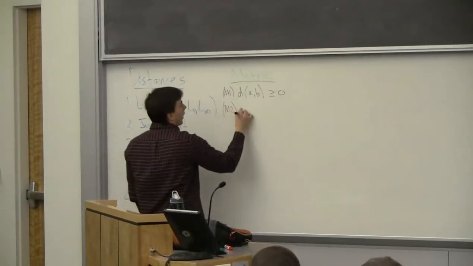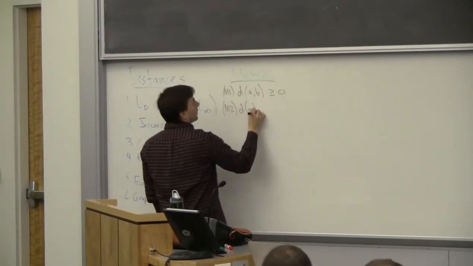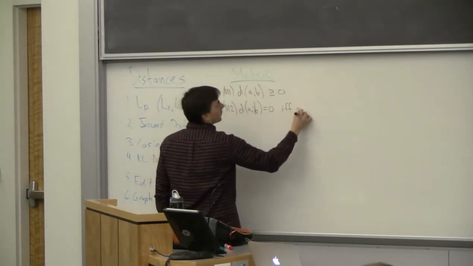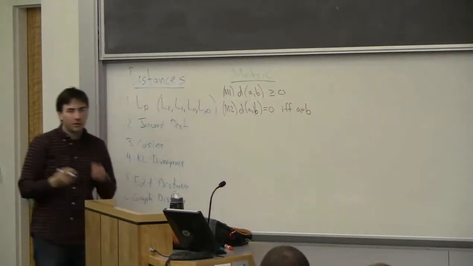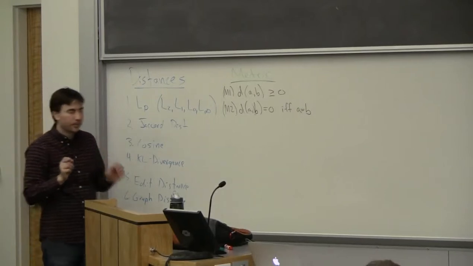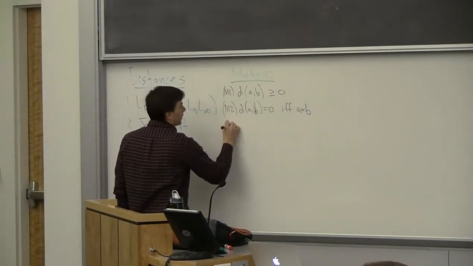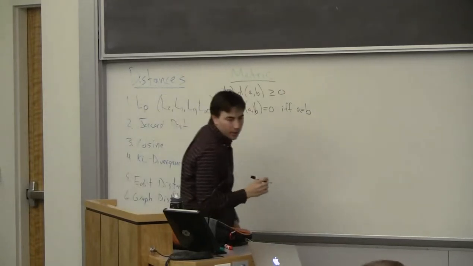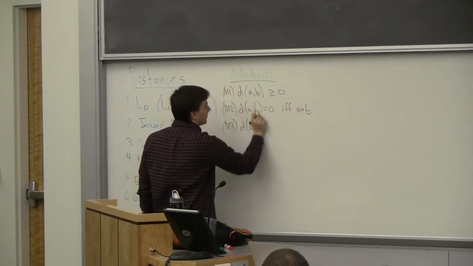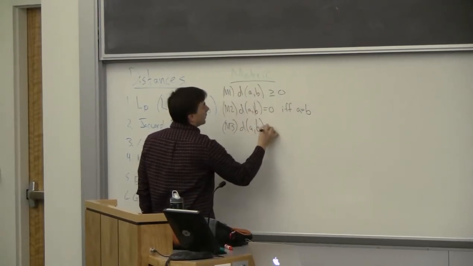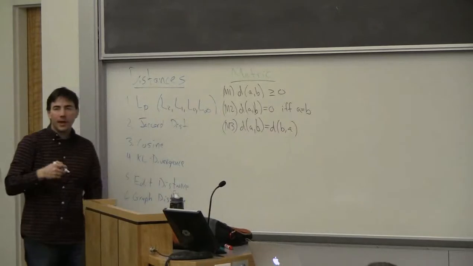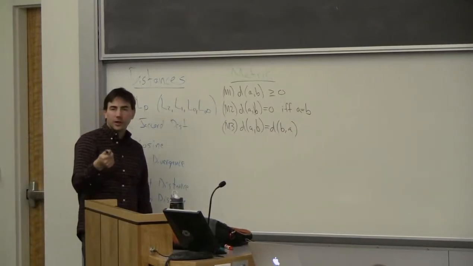So M2, the distance between A and B is equal to 0 if and only if A is equal to B. So two things have distance 0 only if they're exactly the same. The third one is about symmetry. So D of A,B is equal to D of B,A. The distance to get from A to B is the same as the distance to get from B to A.